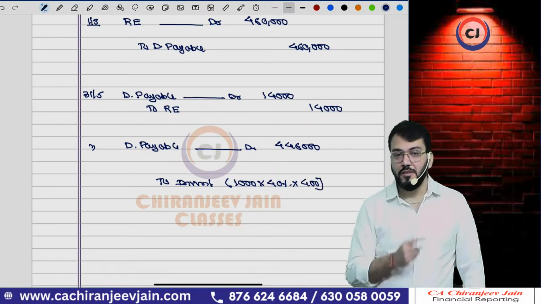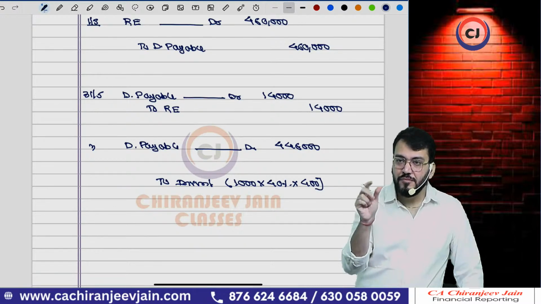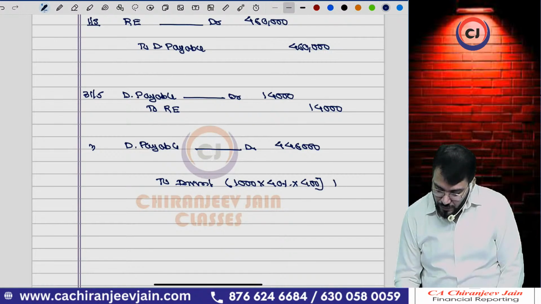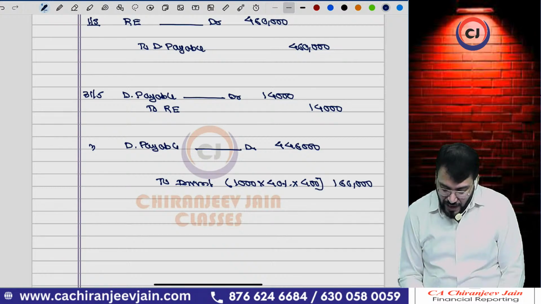400, at their carrying amount. Carrying amount will be the cost price only. How much? 1 lakh 60,000. How much cash have you paid?